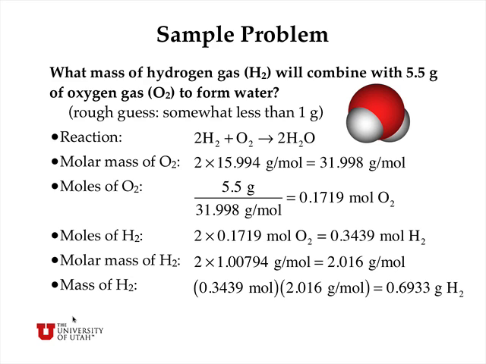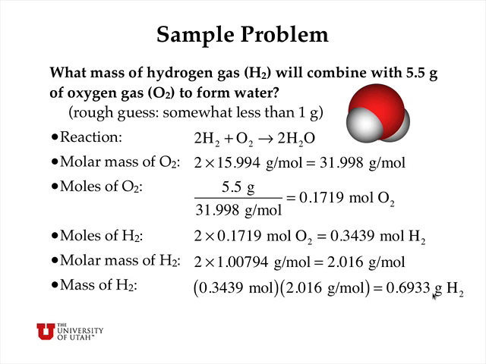And so to calculate the mass of hydrogen that's going to combine with 5.5 grams of oxygen gas, we take the number of moles of hydrogen gas, which we calculated as being 0.3439 moles, and we multiply by 2.016 grams per mole for hydrogen gas, and that tells us that we need 0.6933 grams of hydrogen gas to combine with 5.5 grams of oxygen gas to form water.